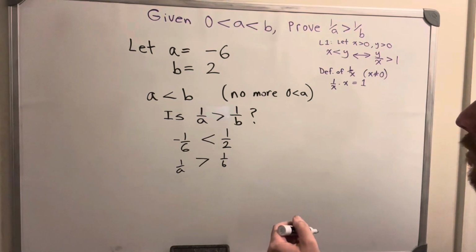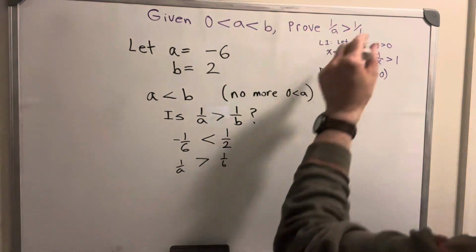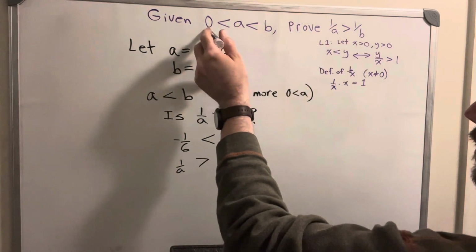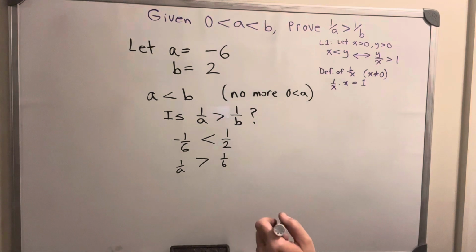There's actually an infinite number of examples where this theorem doesn't hold up when we don't have the constraint that A is greater than 0.